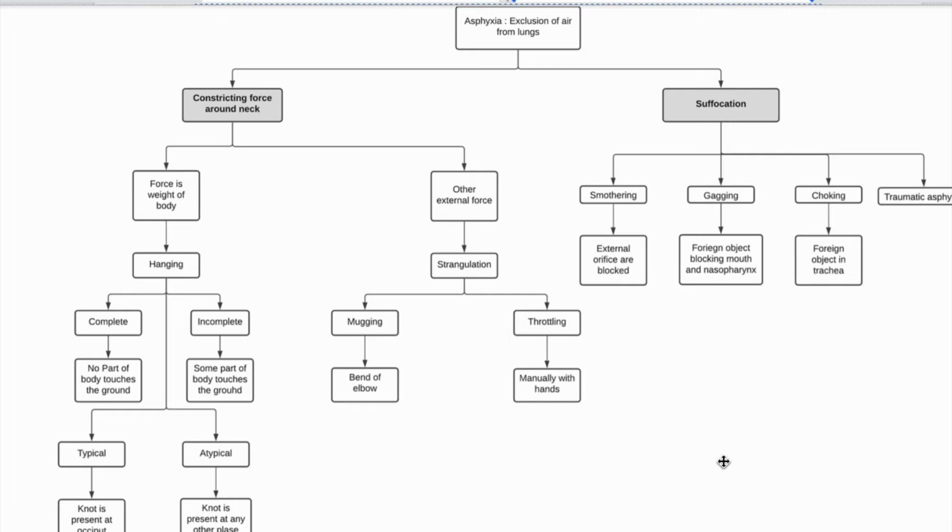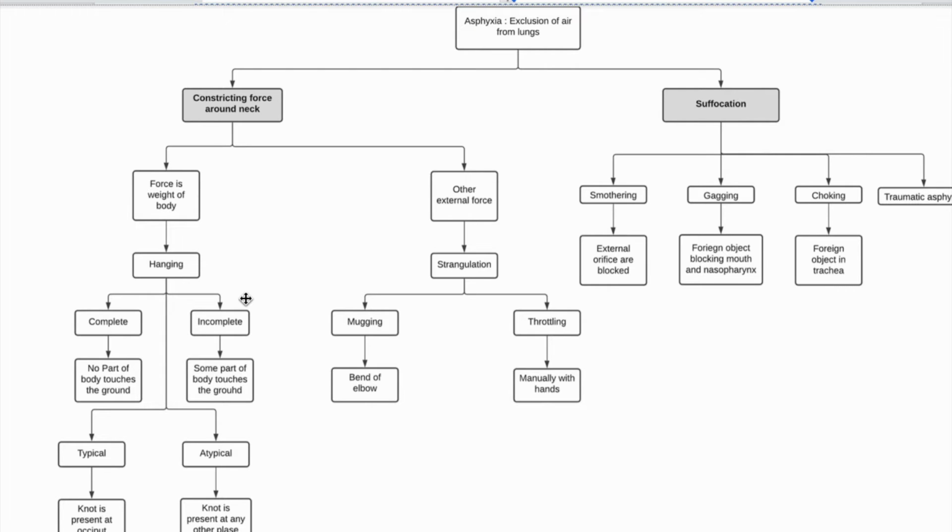the force is the weight of the body, or it can be other external force. So when the force is the weight of the body and the weight of the body is completely put on the neck, it is called complete hanging. So over here we have the complete hanging. And when the complete hanging is there, obviously there is no part of the body that touches any surface. So the force is completely exerted on the neck.